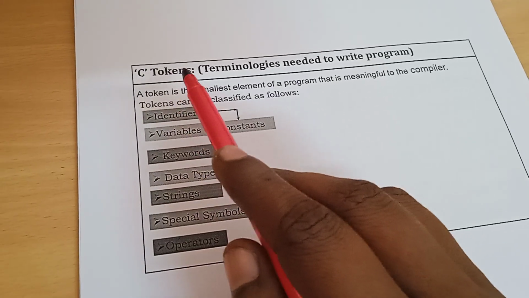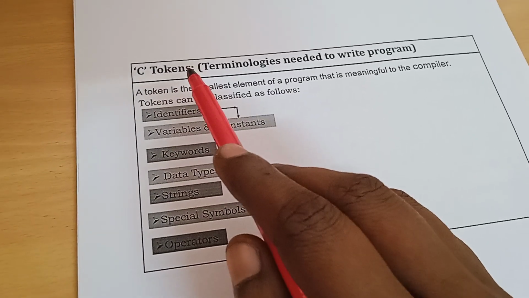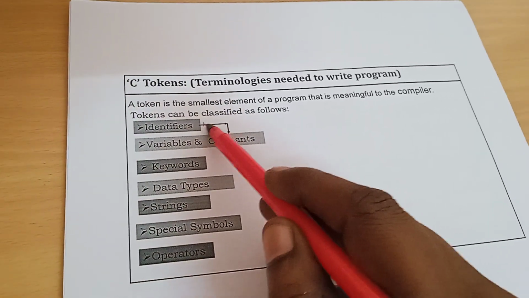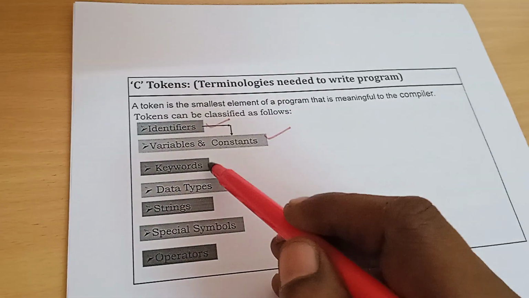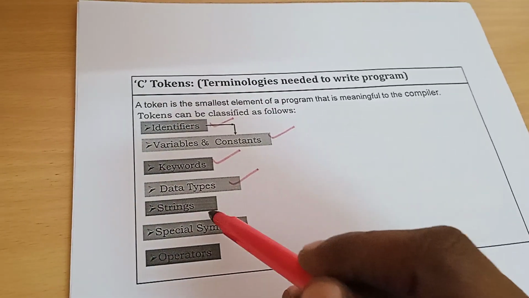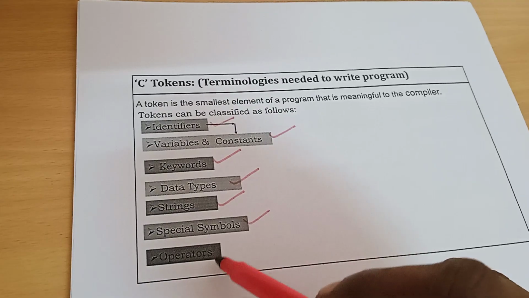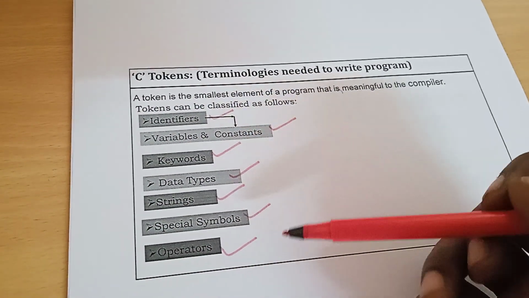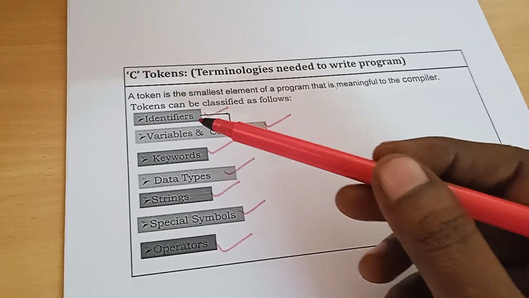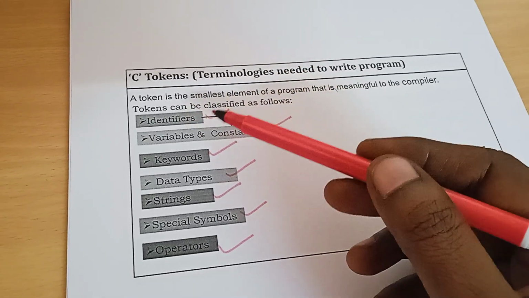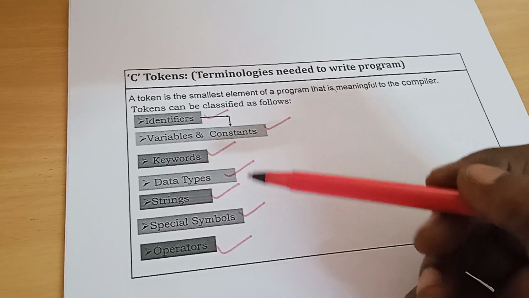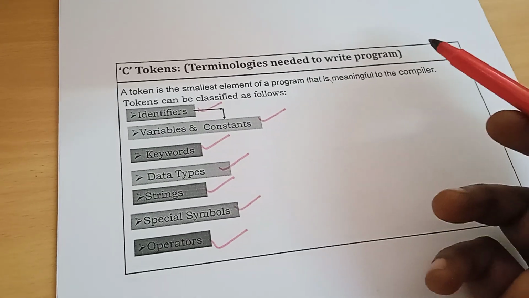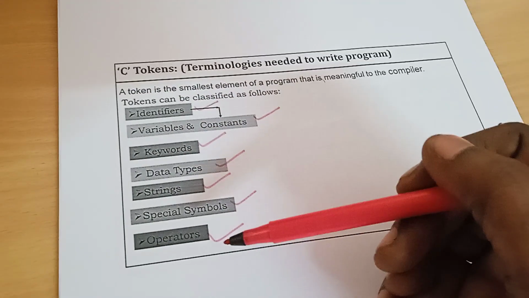A token is the smallest element of a program that is meaningful to the compiler, and C tokens are identifiers, variables and constants, keywords, data types, strings, special symbols, operators. So this is actually the strength of the C language. As the C programming language has these many concepts, it is used by many users to write programs. Now let's talk about each and everything in detail.